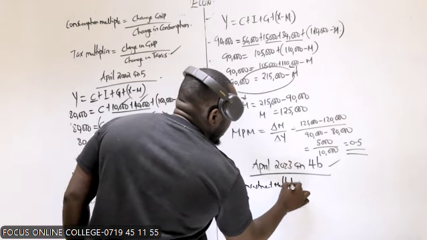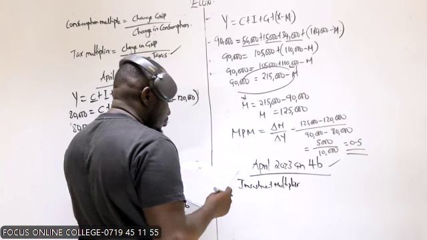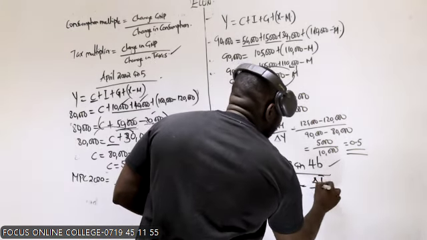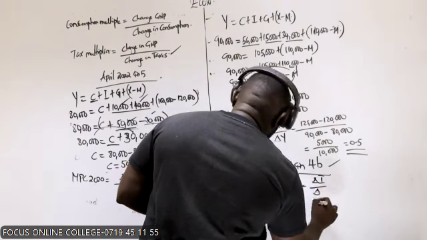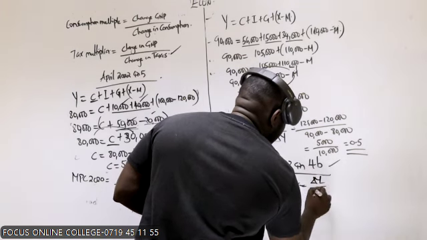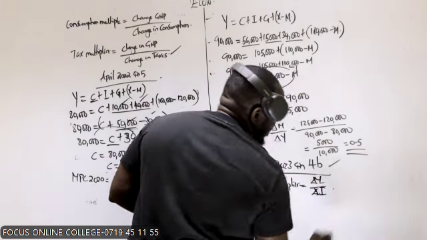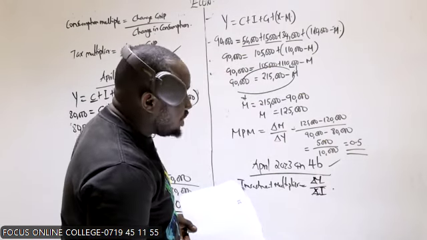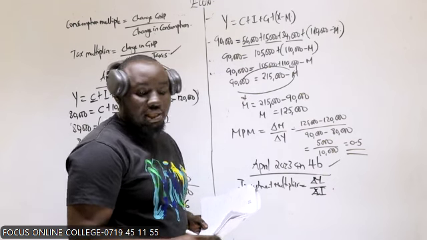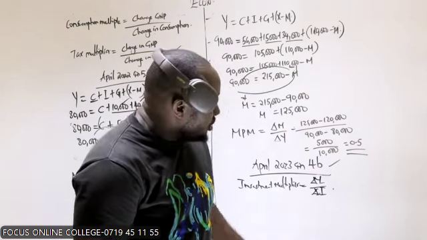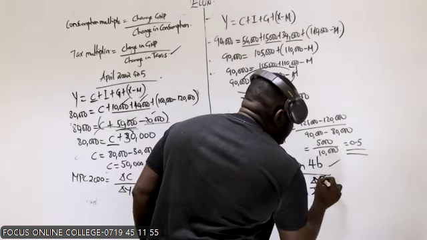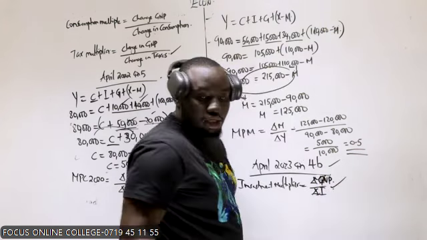Multiplier. So that is change in Y over change in investment. It is the number of times the change in investment would lead to a higher change in the national income. So change in Y or GNP over change in I.